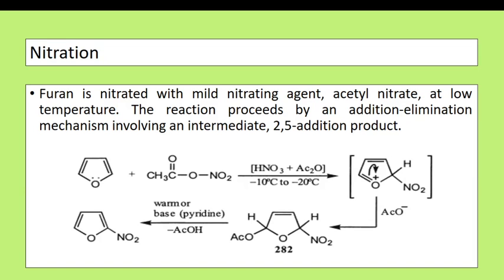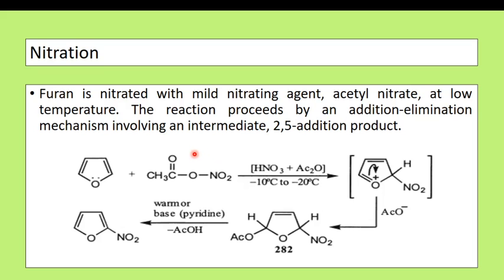So the first reaction is nitration. Furan is nitrated with a mild nitrating agent, acetyl nitrate, at low temperature. So acetyl nitrate is the reagent condition. The reaction proceeds by an addition-elimination mechanism involving an intermediate 2,5 addition product. So this reaction gives the 2,5 addition product as an intermediate. And then further it gives nitrated furan at the second position.